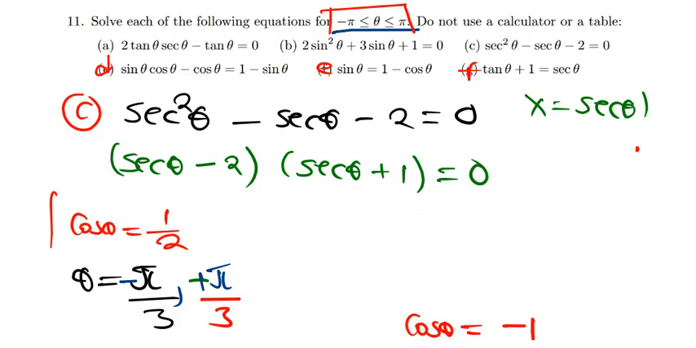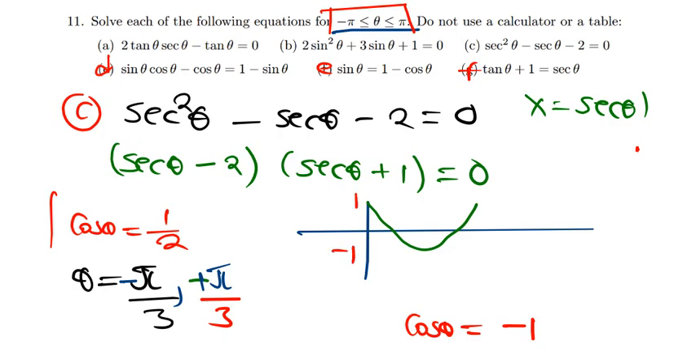Just look at the graph of cosine. I told you to look it up. If you haven't, I'm going to draw it for you. So what is 1, negative 1? This is pi over 2. This is 3 pi over 2. Is it? No. This is pi. This is pi over 2. And this is 3 pi over 2. So it's actually pi. So the solution there is pi for the positives.